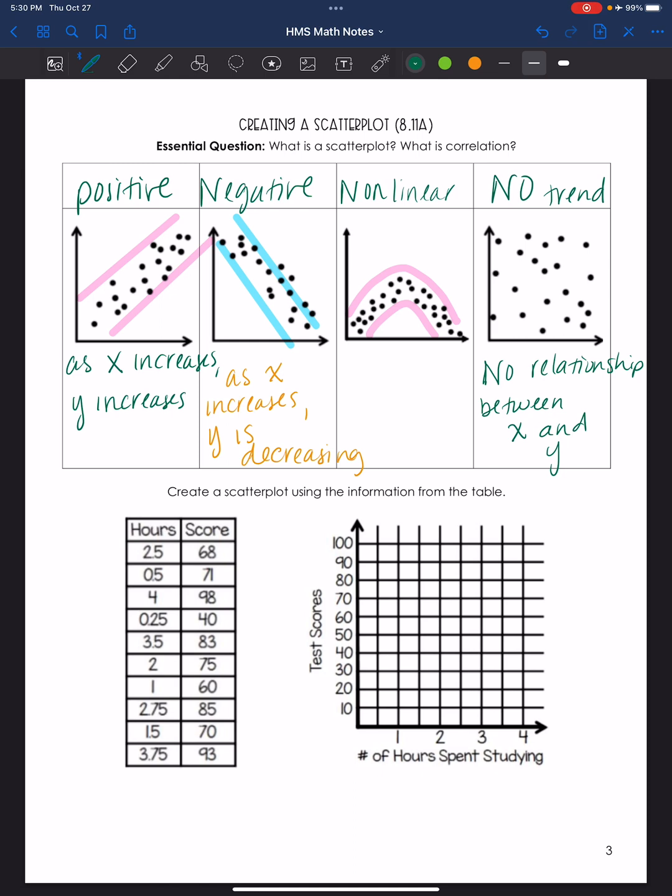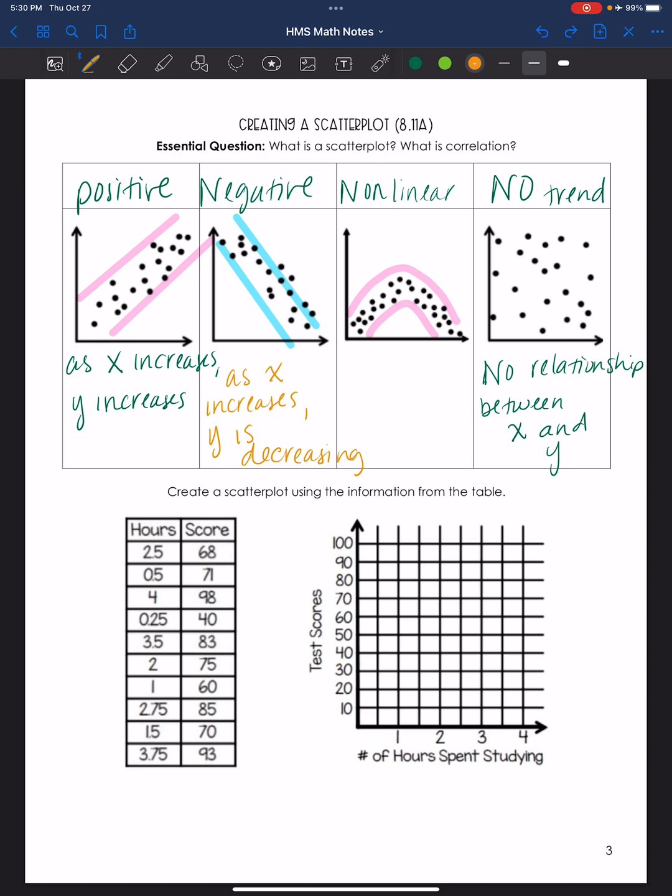So we actually have a set of data right here that we are going to graph and then talk about. And then guys, that's actually all we're gonna do. So short and quick, let's get to it. I'm gonna use orange today.